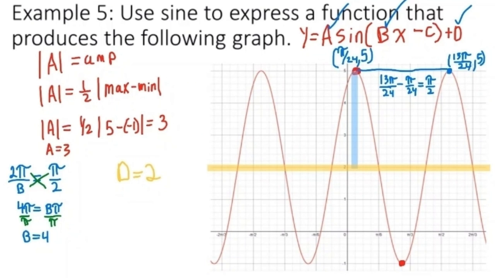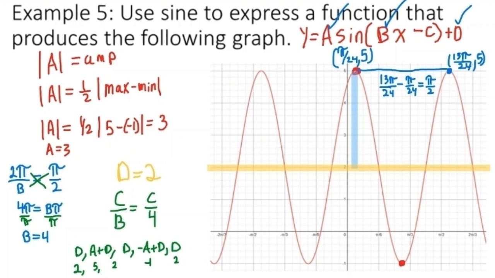C is related to our phase shift once we know what b is, because recall our phase shift is c over b, and we know b equals 4. If we think about the pattern for our basic sine function, that would be d, a plus d, d, negative a plus d, and d. Since we already know a and d, this pattern can be rewritten as 2, 5, 2, -1, 2.